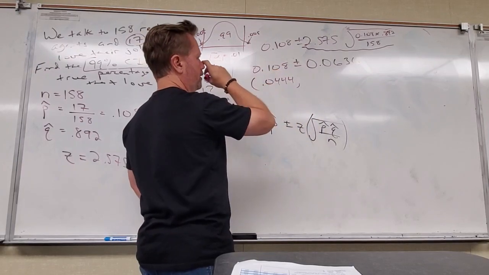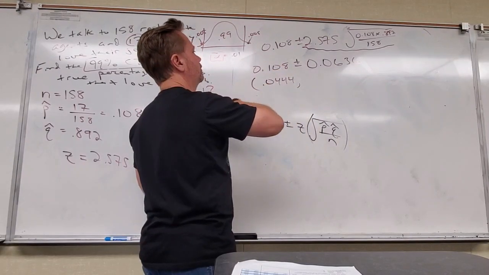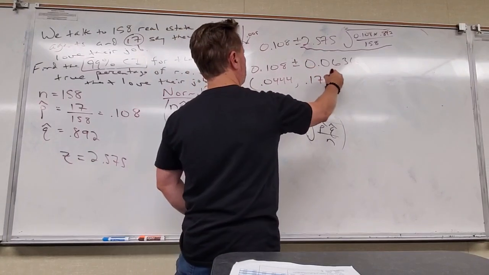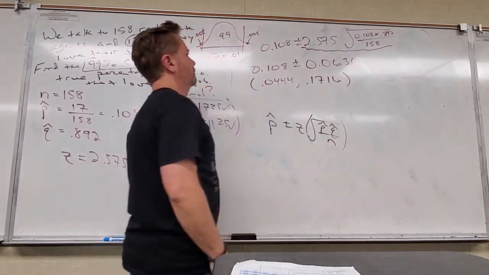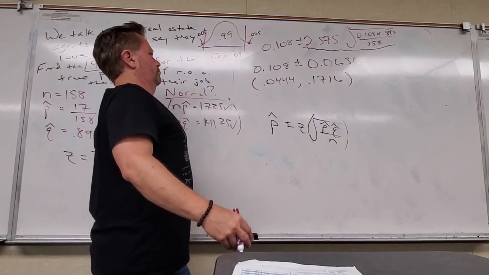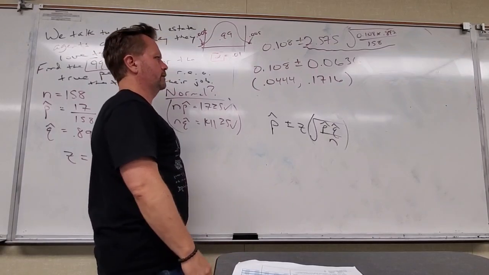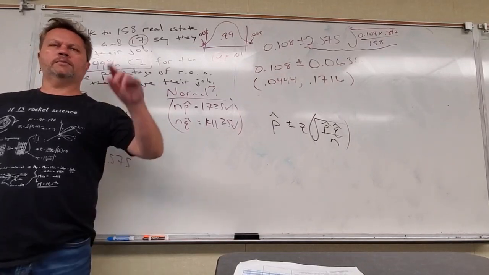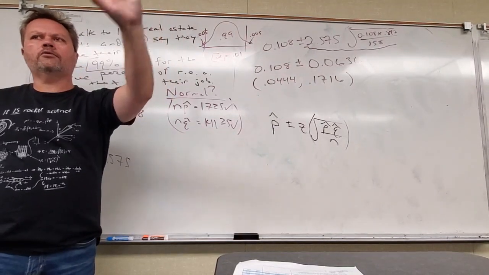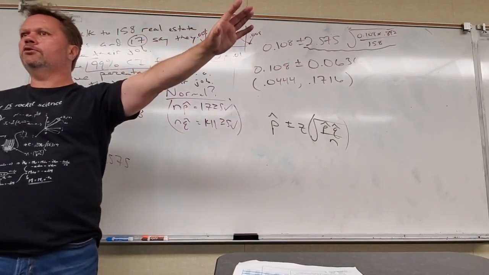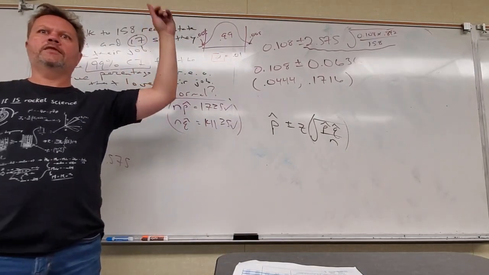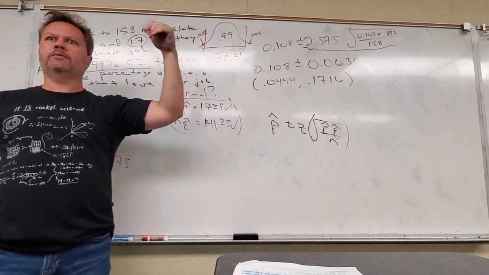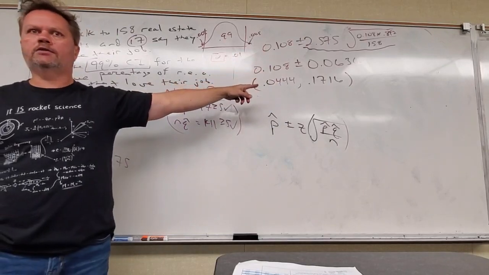And then 0.1716. Is that right? Yep. Sweet. Now, remember what I said earlier, when you go to write your conclusion, you must include units. For this kind of problem, the units will be percentage. You change that into percentages.